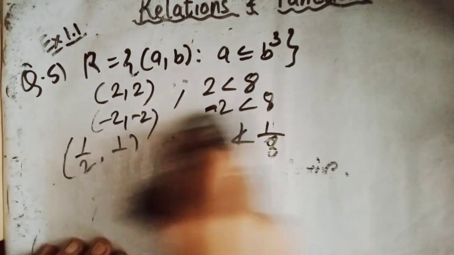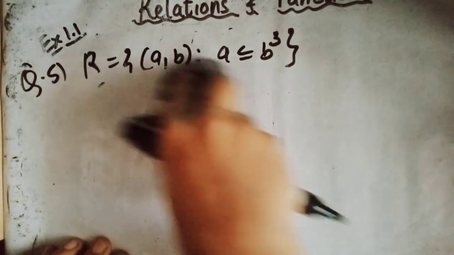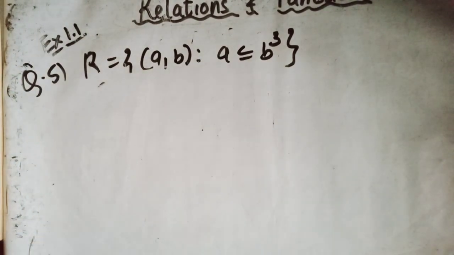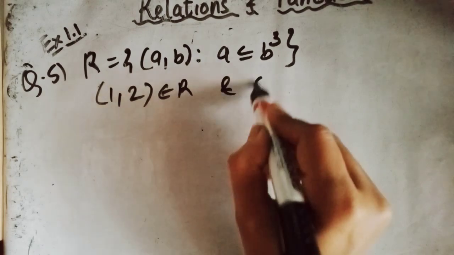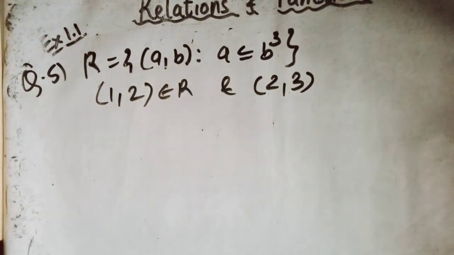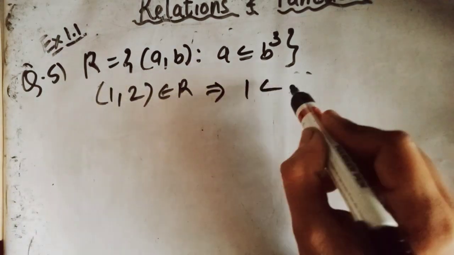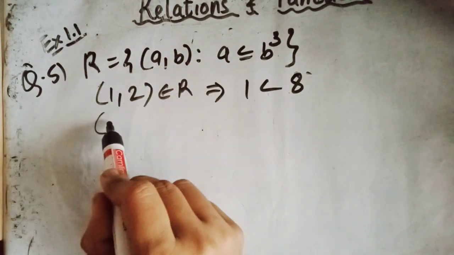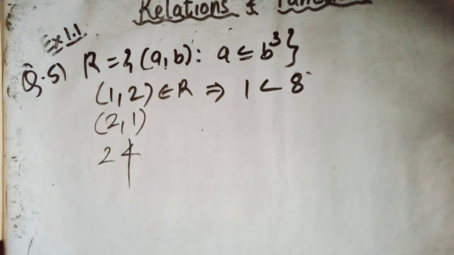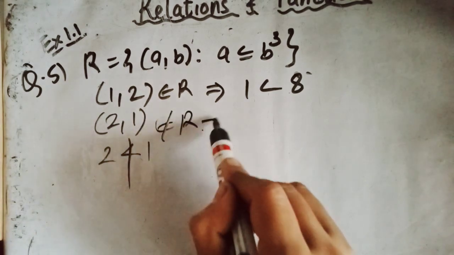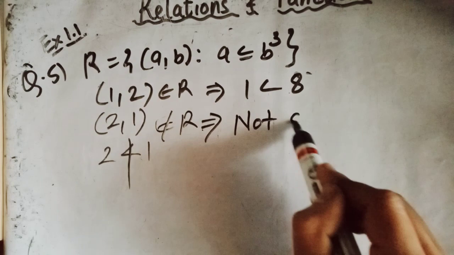Let's check for symmetric. (1, 2) belongs to R. This implies 1 is less than 8. For (2, 1), this is not less than 1, so it does not belong to R, which says it is not symmetric.